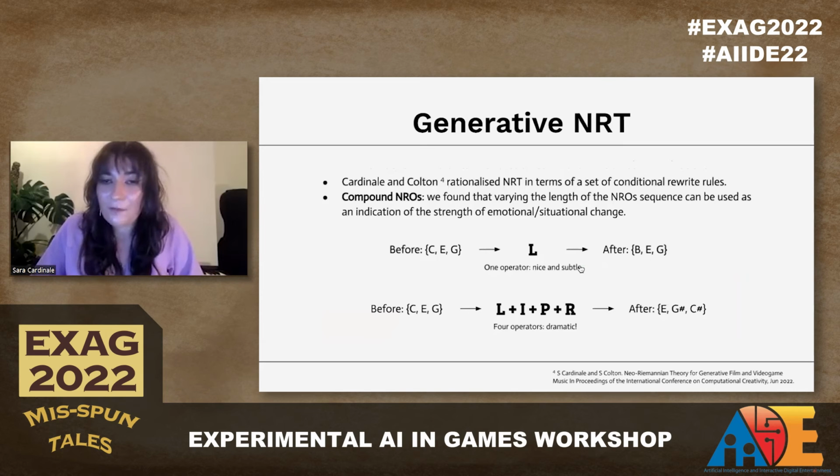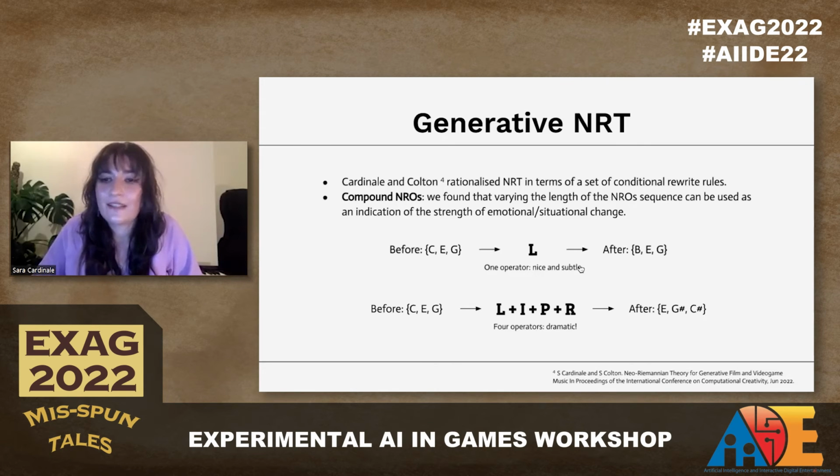So our previous contribution was to propose procedural NRT to be implemented in a generative music system. We rationalize NRT in terms of a set of conditional rewrite rules. More specifically, there are 2 sets of rewrite rules, conditional on whether we start on a major or a minor chord. At the bottom, we can see an example of a chord sequence created using NROs, where L, P, R are the operators, and I is an additional step to permute the trichord inversion to the prime form in root position, allowing the NROs to be applied correctly.